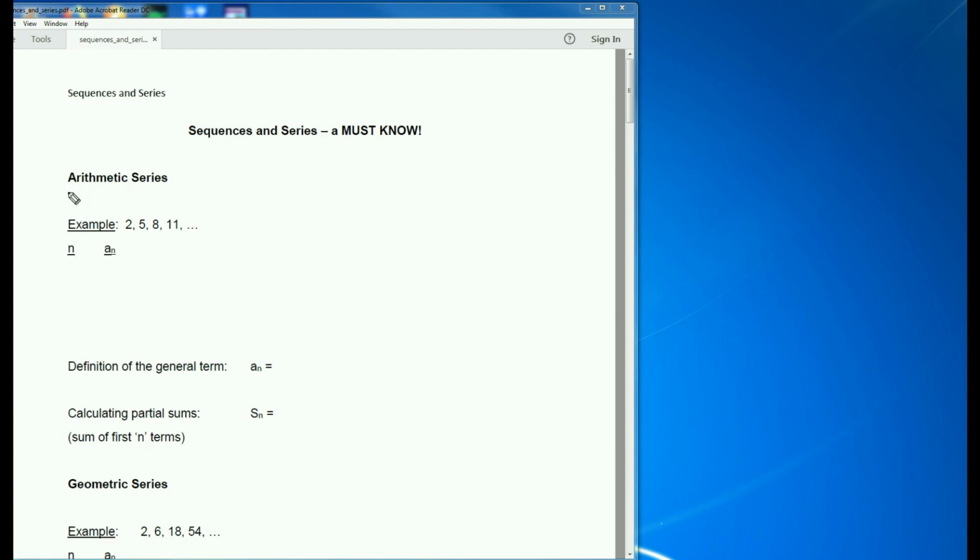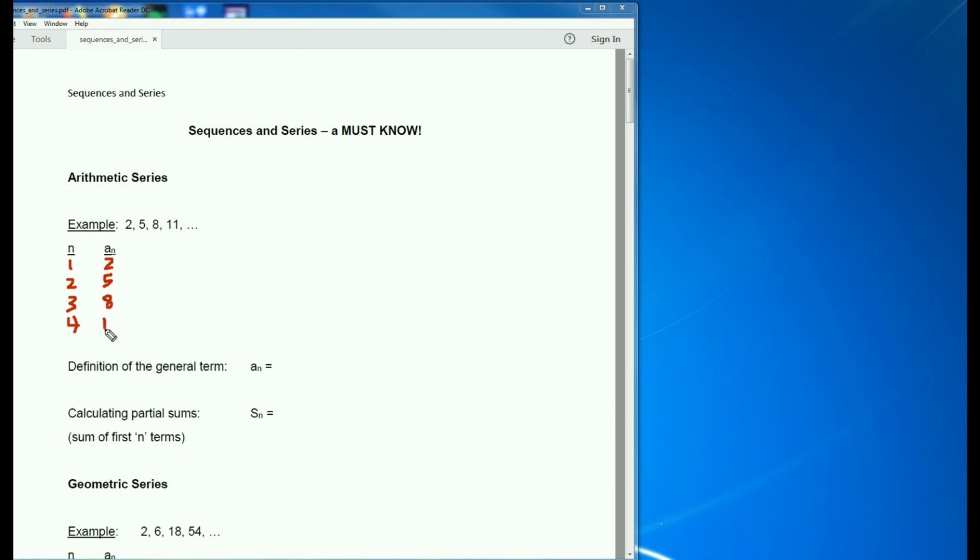So let's just start with a quick review of arithmetic series. For example, something like this: 2, 5, 8, 11. I always like to start working on a series or sequence by listing them out in order. So the term numbers 1, 2, 3, 4, then the associated terms are 2, 5, 8, and 11.